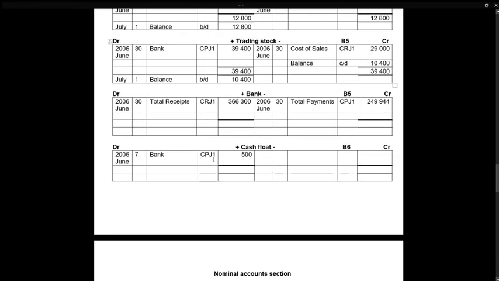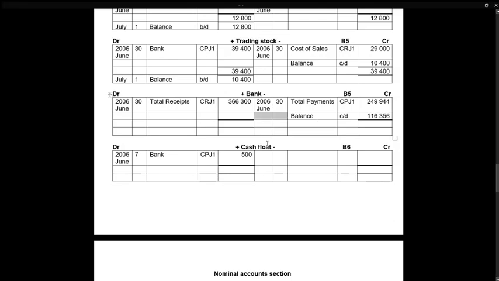Okay, bank, exactly the same now. So bank, I can see that my debit side is way larger than my credit side. I need a specific amount here to balance the two sides. Easy way to calculate this: 366,300 minus 249,944 should equal 116,356. That was a calculation. Calculation starts with a C. Details will be balance. It's not a transaction, just a reminder of the difference between the two sides.